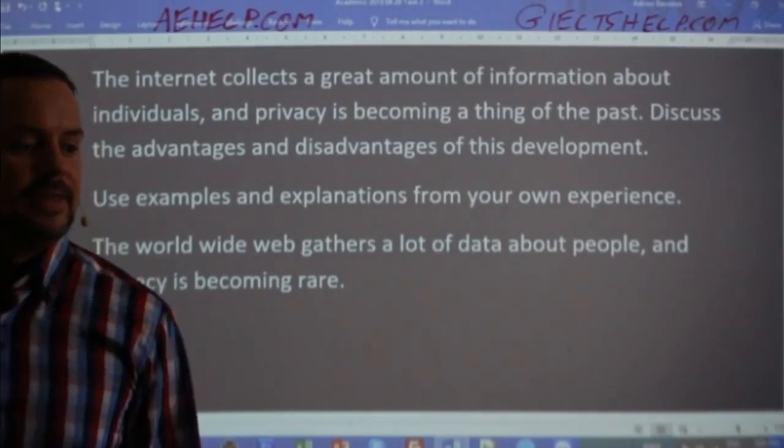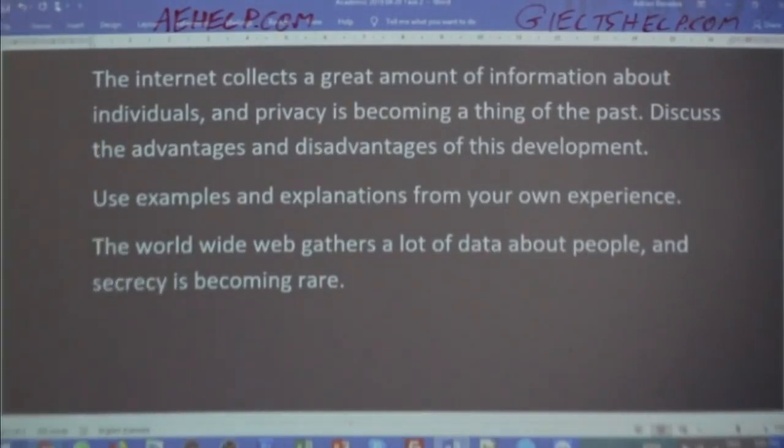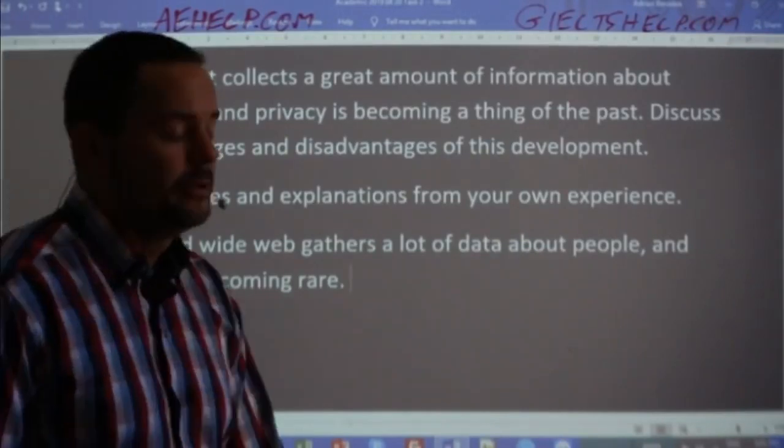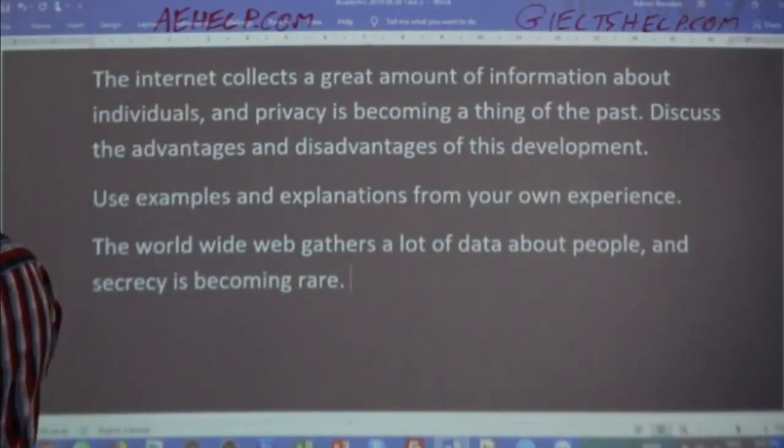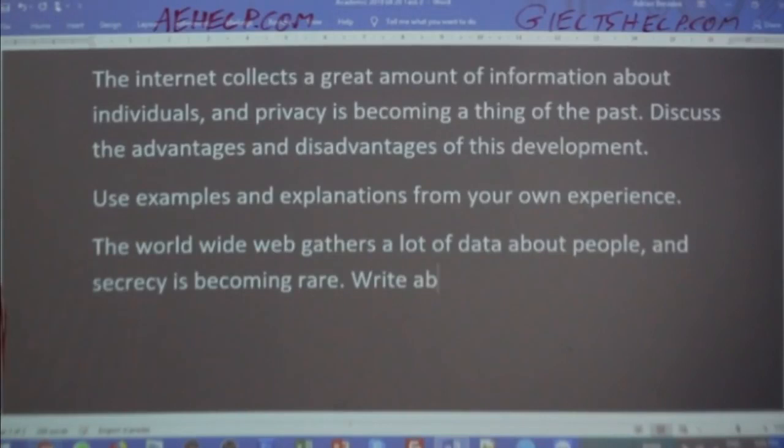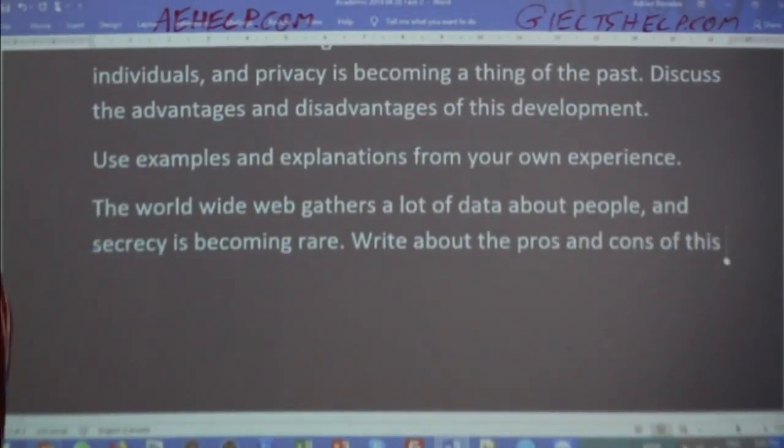Okay, and then discuss the advantages and disadvantages of this development. So write, because you're writing at the end of the day, write about the pros and cons of this phenomenon.